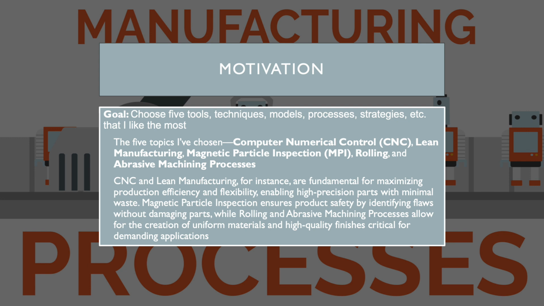The 5 topics that I chose are computer numerical control, which is CNC, lean manufacturing, magnetic particle inspection, rolling, and lastly, abrasive machining processes. CNC and lean manufacturing, for instance, are fundamental for maximizing product efficiency and flexibility, enabling high-precision parts with minimal waste, while magnetic particle inspection ensures product safety by identifying flaws without damaging parts, and rolling and abrasive machining processes allow for the creation of uniform materials at high quality finishes for demanding applications.